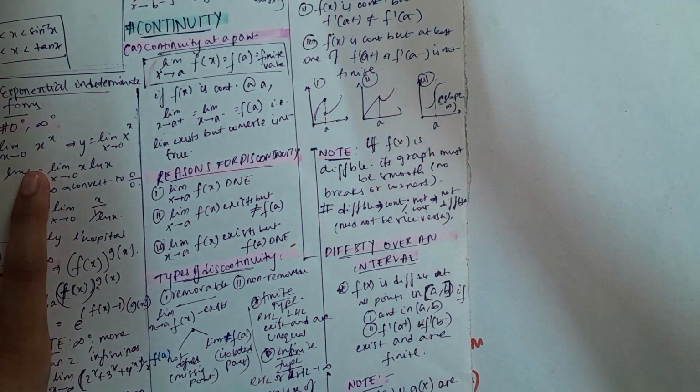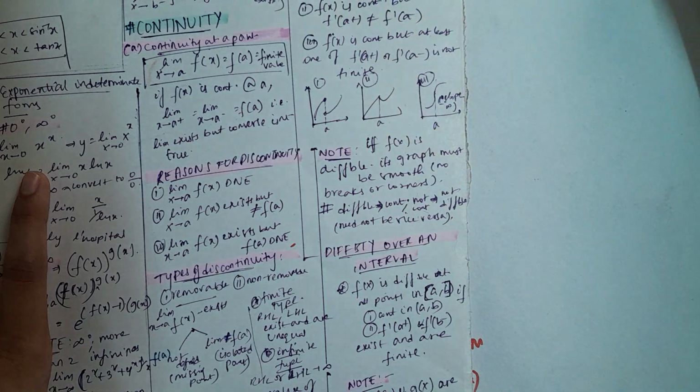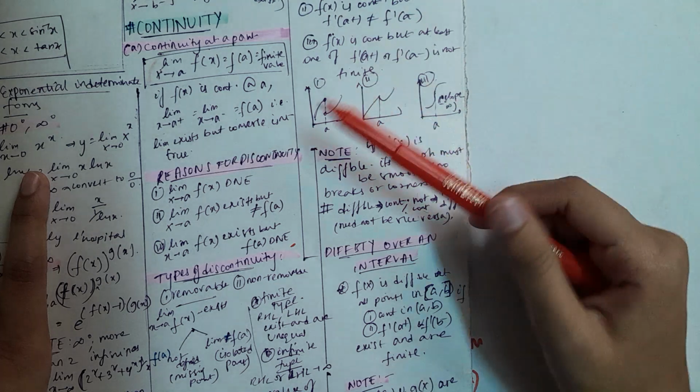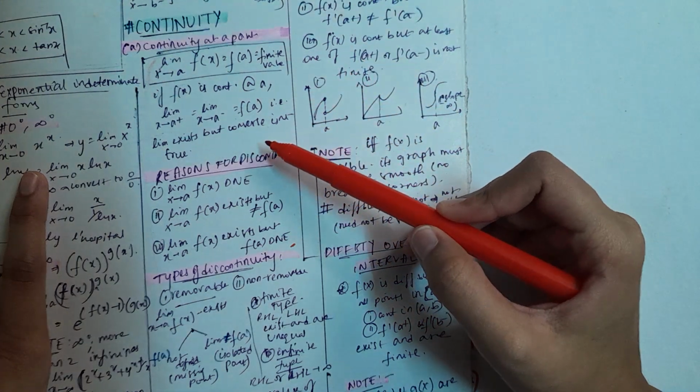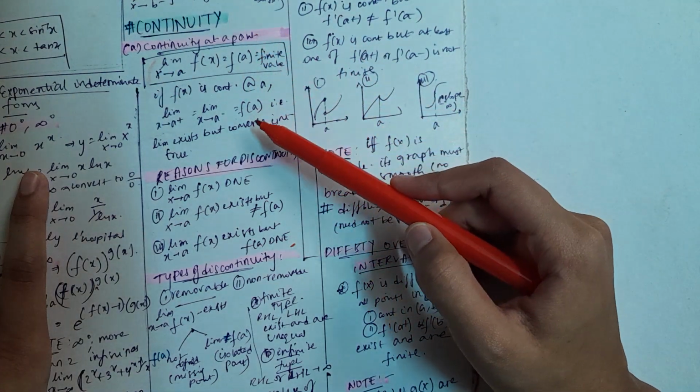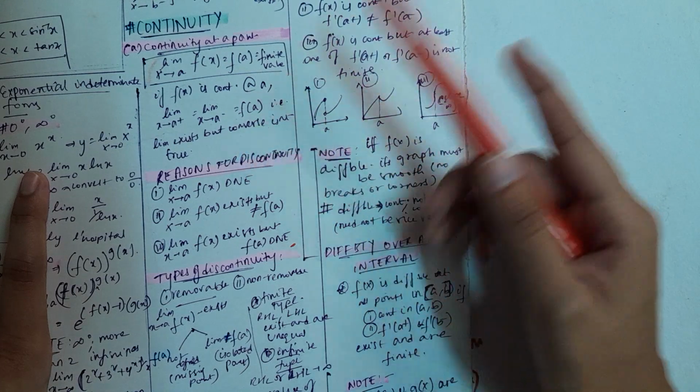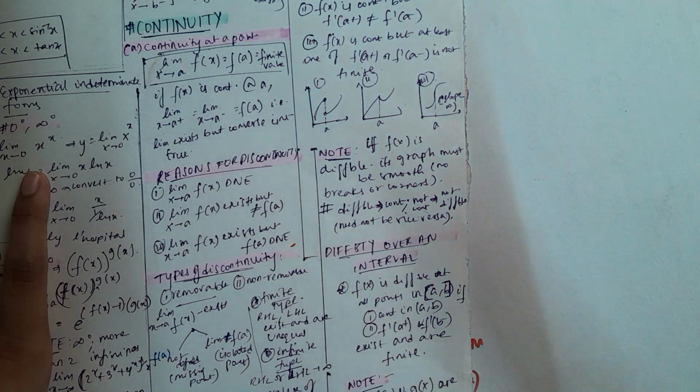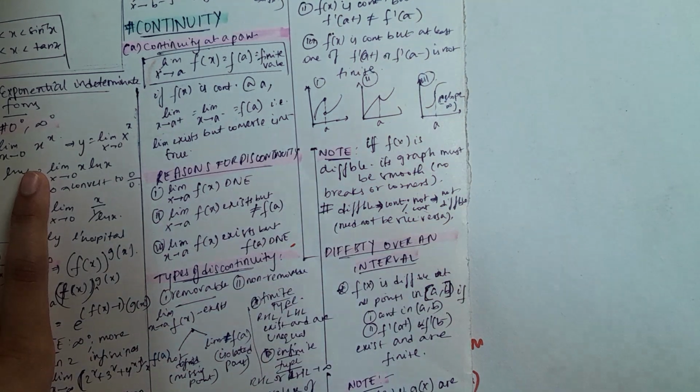So the left hand limit, the value of the function at that point, and the right hand limit, all of these must be equal. Only then the function is continuous at that point. If the limit exists but the function doesn't actually have a value at that point, then it's not continuous.